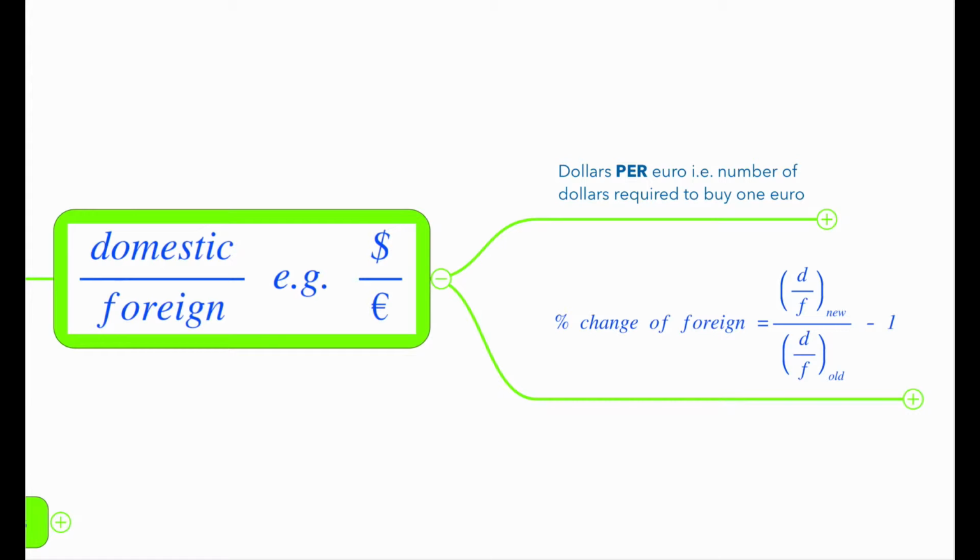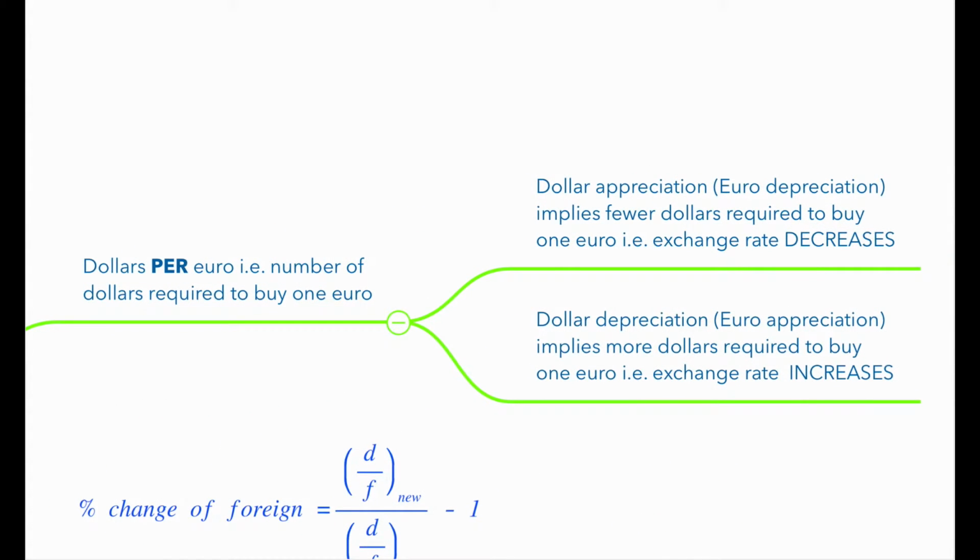So in this example, the dollar per euro exchange rate is from the perspective of a US consumer looking to buy euros. Now, a decrease in this exchange rate would mean that the euro costs less or that fewer US dollars are needed to buy 1 euro. In other words, a decline in the dollar per euro exchange rate indicates that the US dollar is appreciating against the euro or the euro is depreciating against the US dollar.